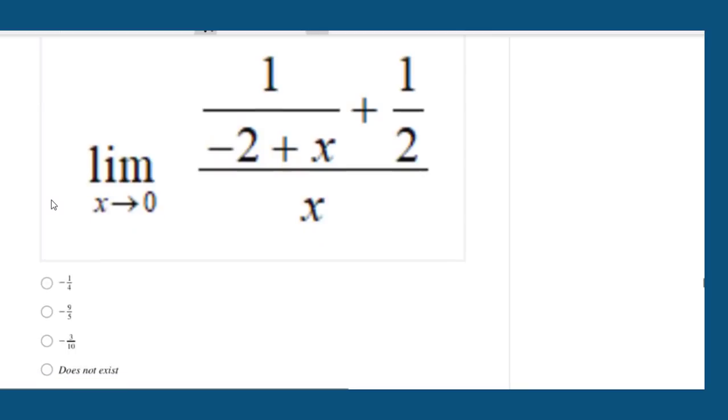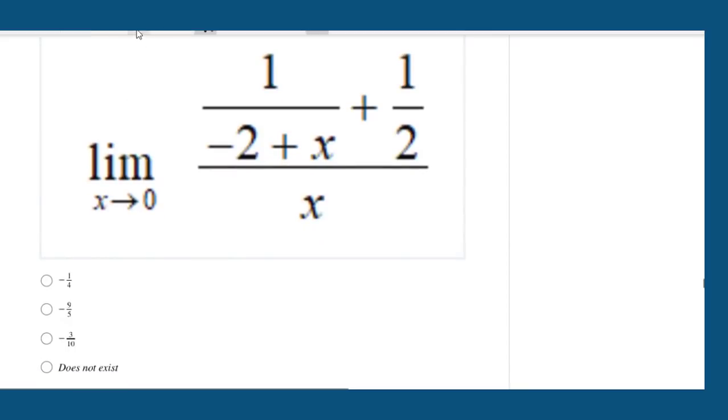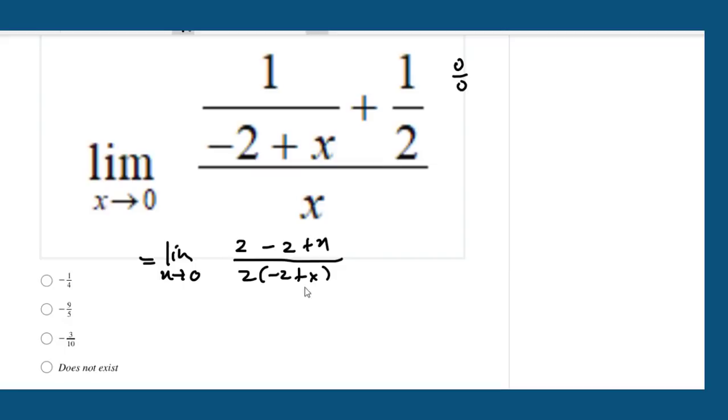Number 22, find limit. First thing, substitute: 1 over negative 2 plus 1 over 2 is 0 over 0. This is considered indeterminate form. But actually, we try equating the denominator. Limit as x tends to 0 of (minus 2 plus x) over 2 times (negative 2 plus x) over x.